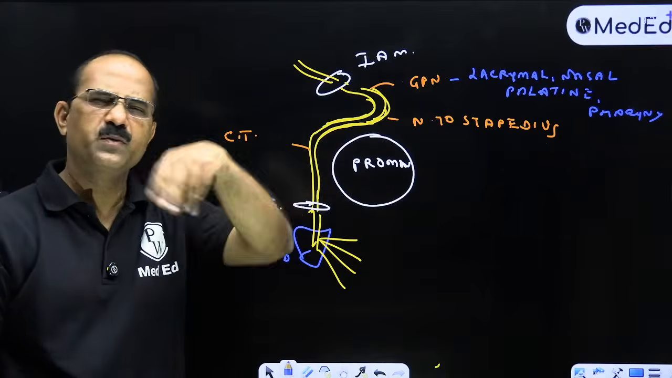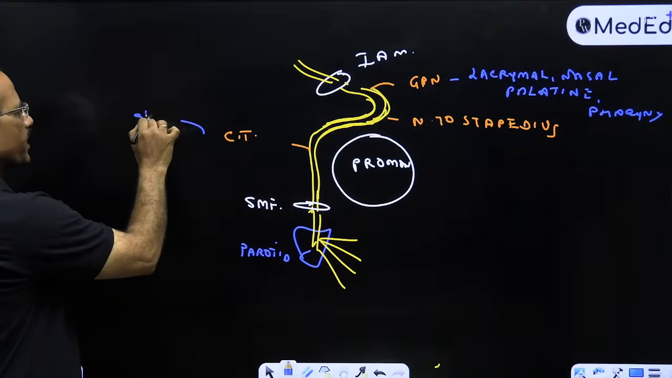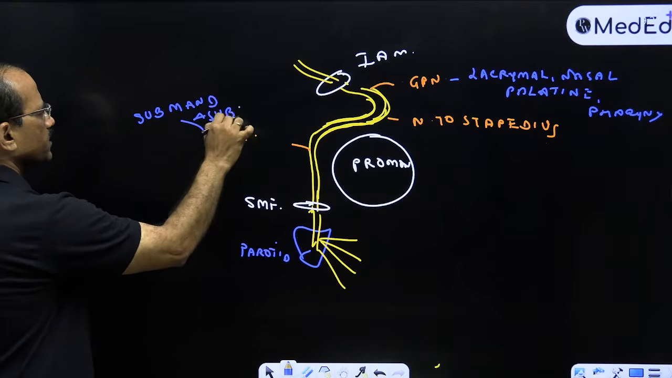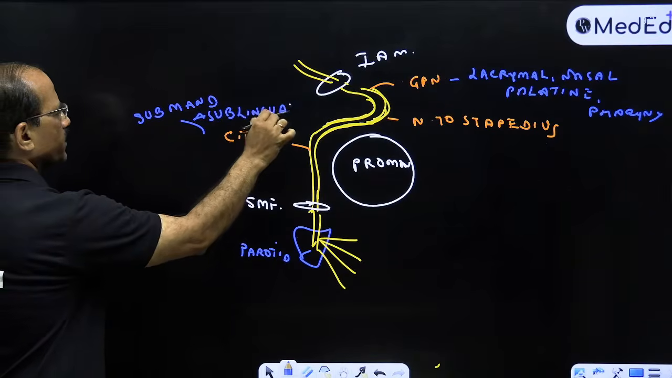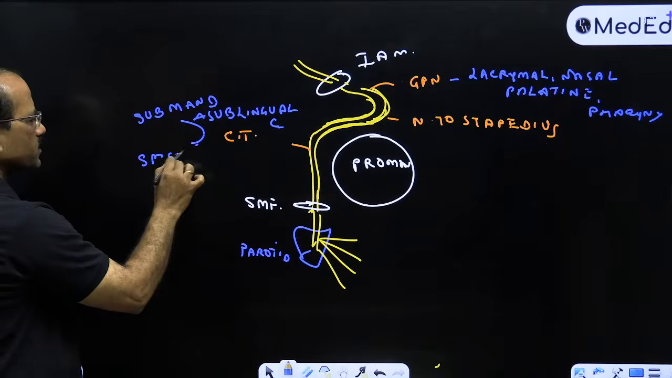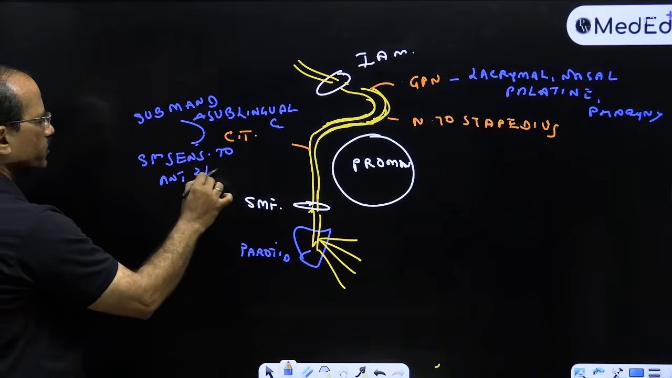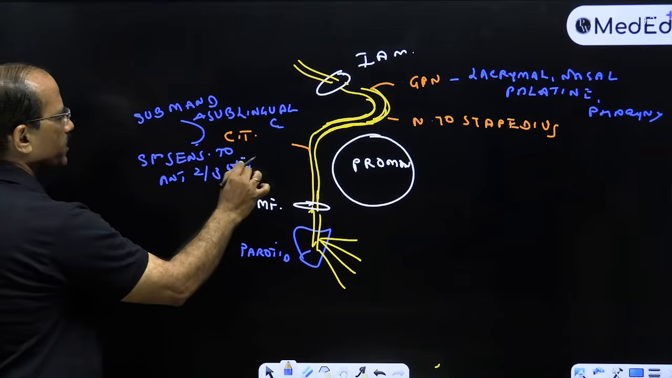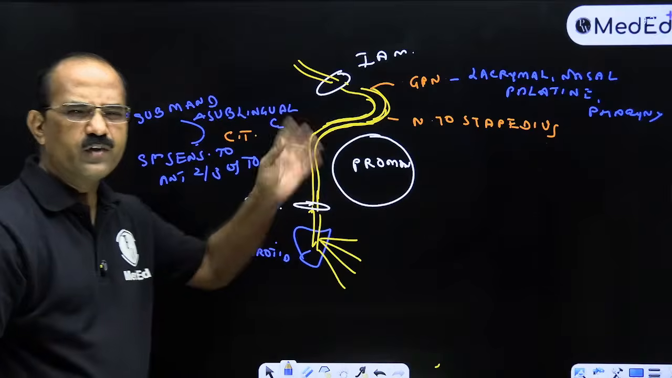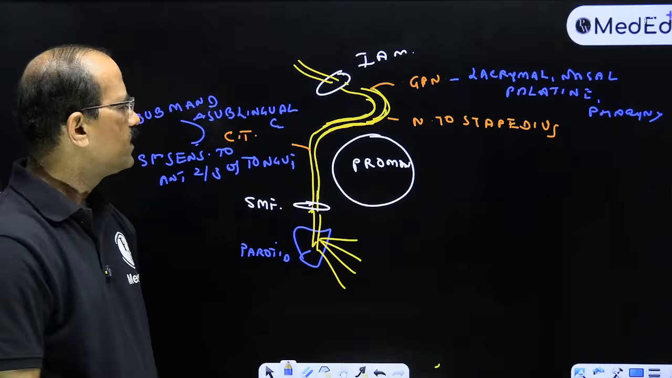Nerve to stapedius, वो stapedius को supply करती है. Chorda tympani nerve supplies the submandibular and the sublingual glands. It also supplies special sensations to anterior 2/3 of the tongue. Fine. Right, no? So ये है facial nerve in short. I've told you. Fine, perfect.